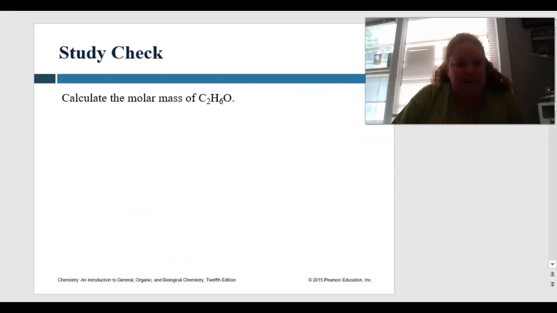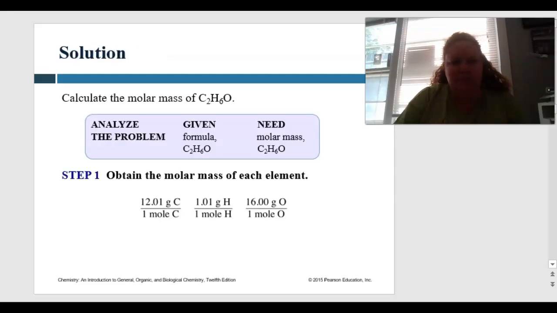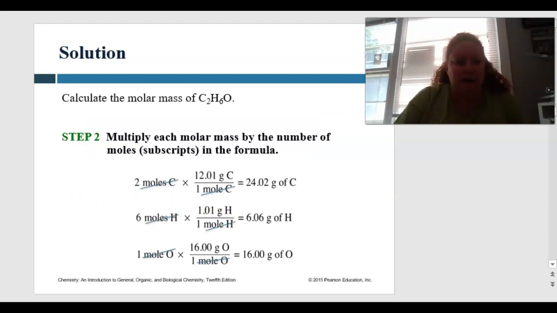So let's practice. Let's calculate the molar mass of C2H6O, or C2H6O1. Pause me and come back. We're going to analyze the problem. We're given the formula and we need the molar mass. Let's look at the periodic table: 12.01 for carbon, 1.01 for hydrogen, 16.0 for oxygen.